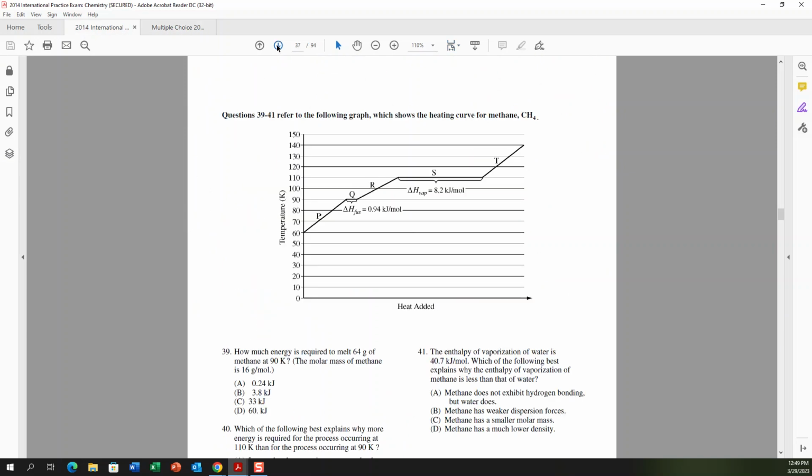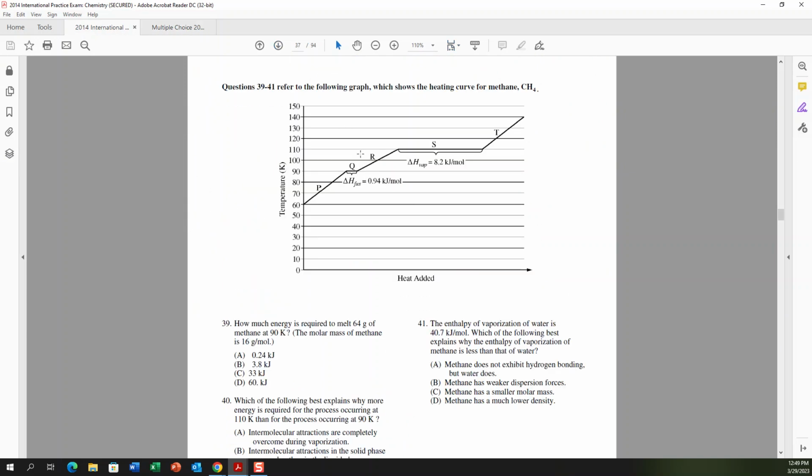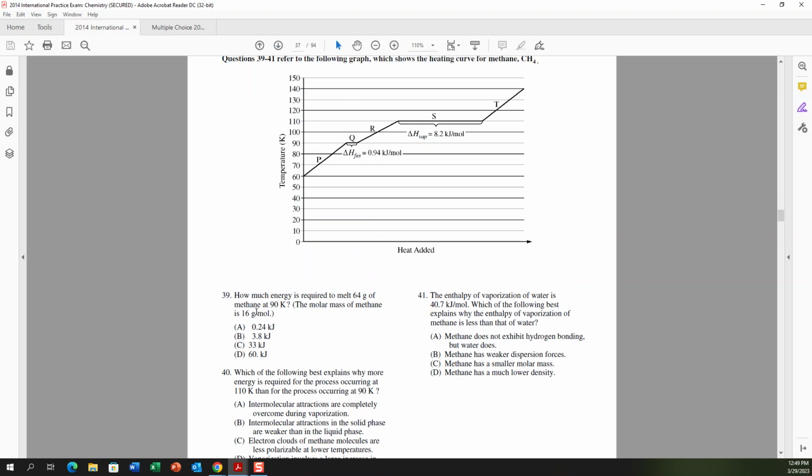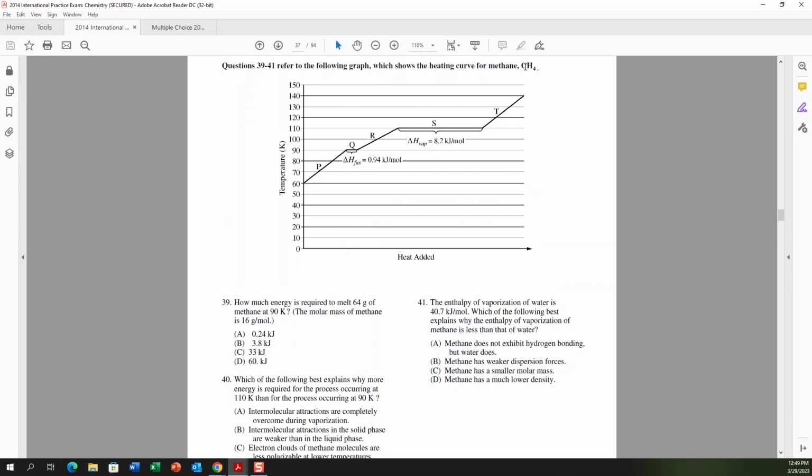All right, we'll go to the next one. 39. We'll finish up this page on this video, and then we'll come back for part 3 for the rest of the test. All right, so we got a heating curve, and it says how much energy is required to melt 64 grams of methane. Remember, methane is CH4, but they tell us that here. So the molar mass of methane is around 16. And back in the day when you had to do this without a calculator, you'd be doing 64 divided by 16 to get 4 moles of methane.